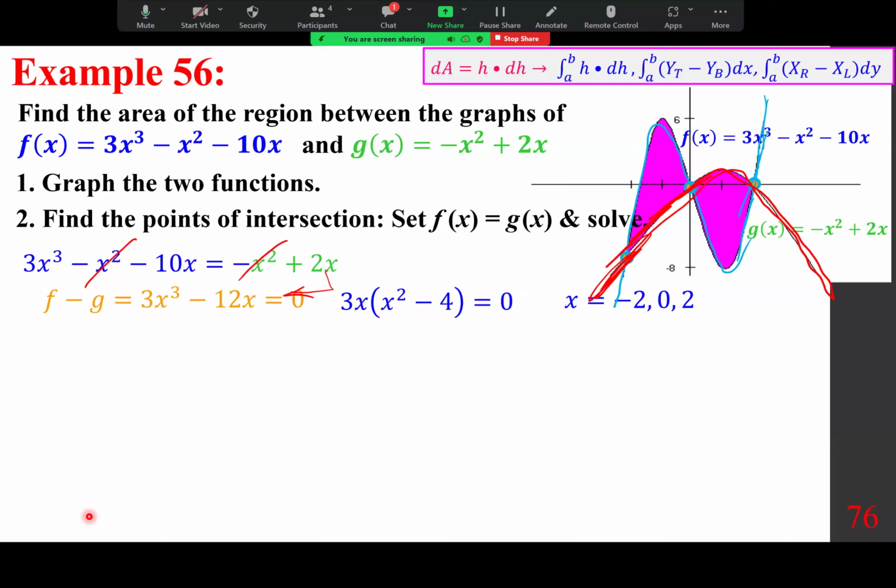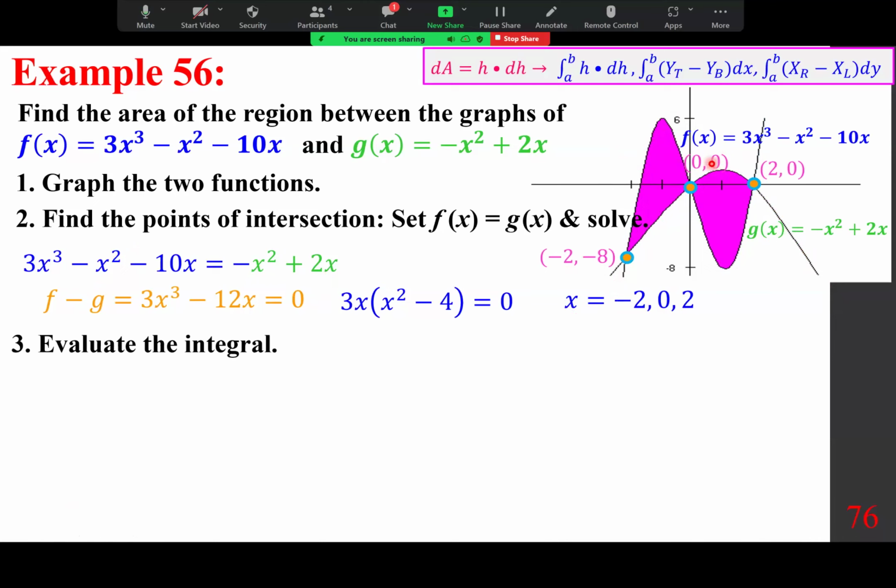Let me erase mine. So it becomes clear that we have those 3 points and the coordinates are as follows. Now, what you should notice is that in this part, f of x, the cube function is at top. And for this part is the other way around, the parabola is at top. So I want to evaluate the integral, and dA is y of the top minus y of the bottom times dx.